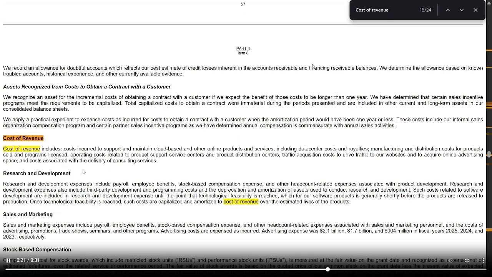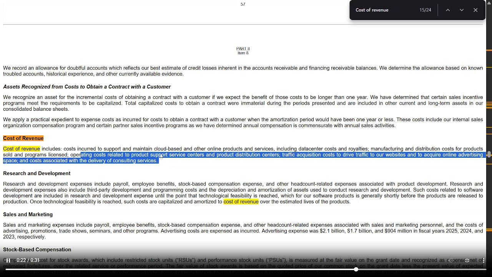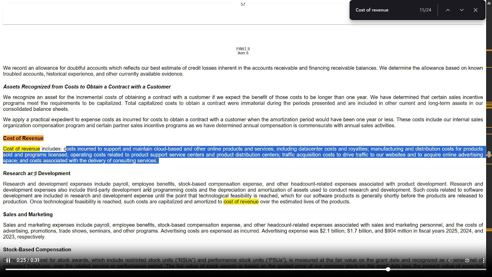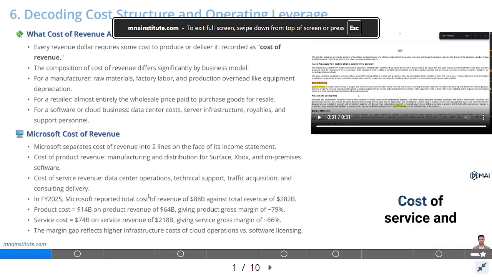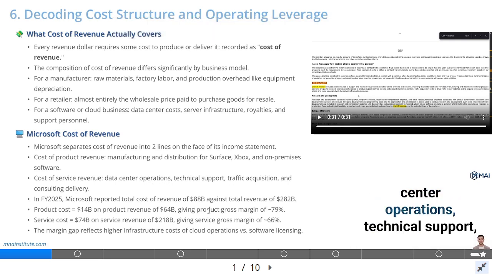Microsoft cost of revenue. Microsoft separates its cost of revenue into two lines on the face of its income statement. Cost of product revenue covers manufacturing and distribution for hardware, such as Surface devices and Xbox consoles, as well as costs related to on-premises software. Cost of service and other revenue covers data center operations, technical support, traffic acquisition, and consulting delivery costs.